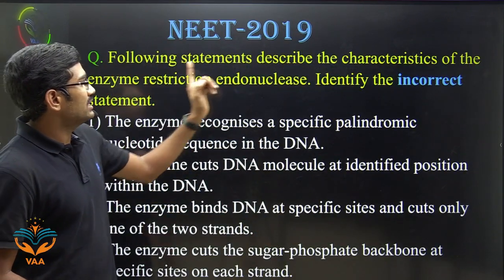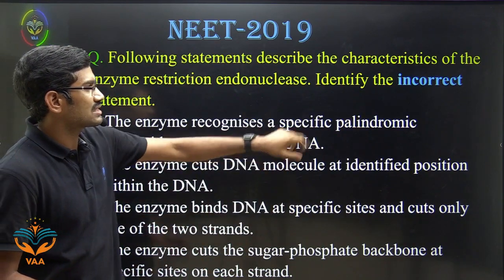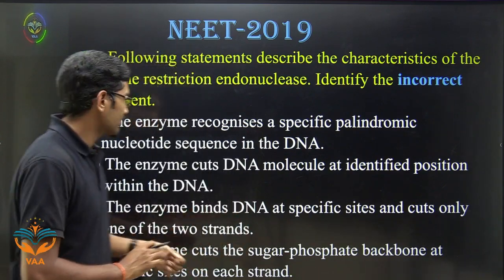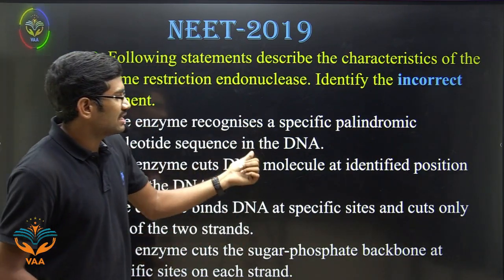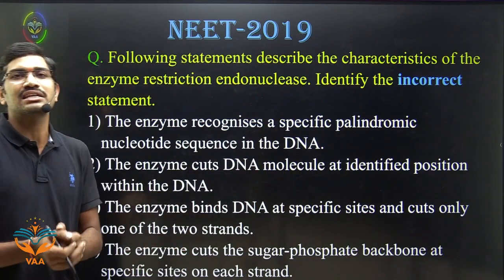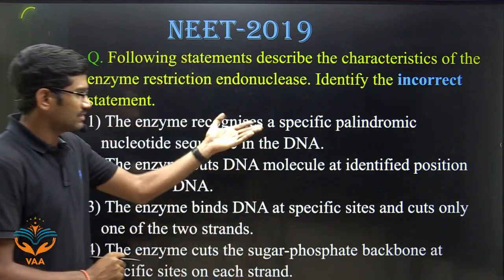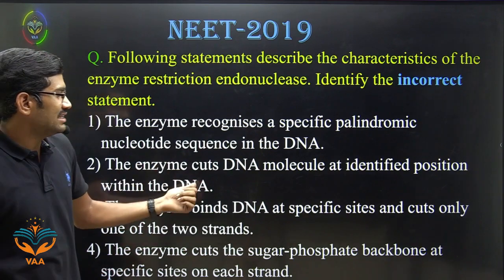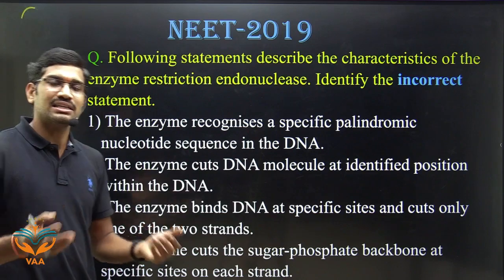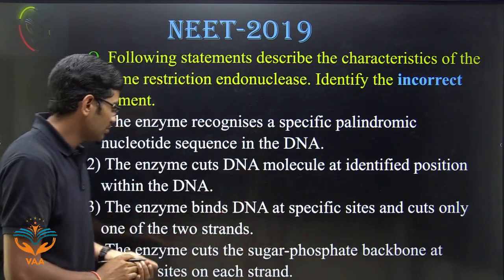Next one, the following statements describe the characteristics of the enzyme restriction endonuclease. Identify the incorrect statement. So the wrong statement we need to identify. The enzyme recognizes a specific palindromic nucleotide sequence in the DNA. So it is correct. Restriction endonuclease will compulsorily recognize some particular palindromic sequence. Next one, the enzyme cuts DNA molecule at identified position within the DNA. Yes, that identified position is nothing but the palindromic sequence. There it is cutting. So this statement is also correct.